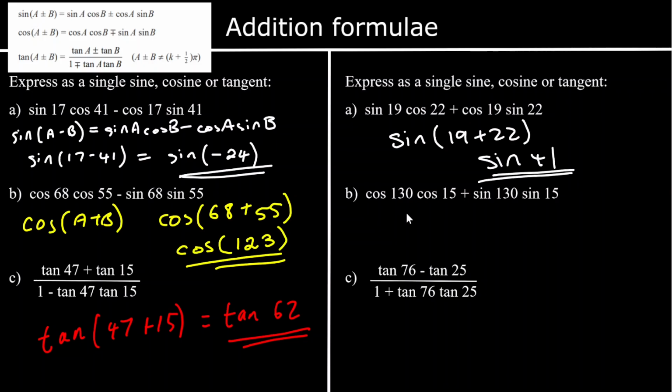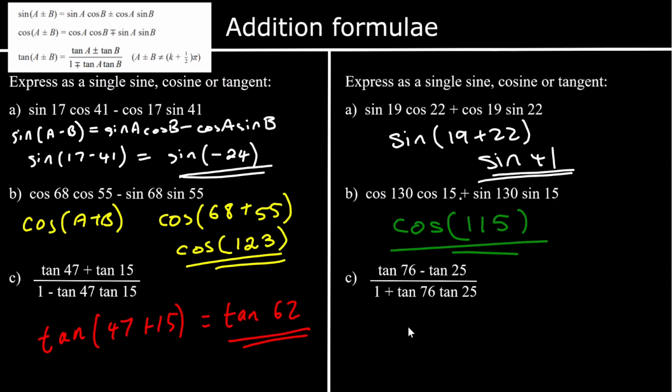The second one, we've got cos cos, sine sine. So it's cos. They have a plus in between them, so it's the bottom one. So it's cos A minus B. So it's cos(130 take away 15), cos 115.